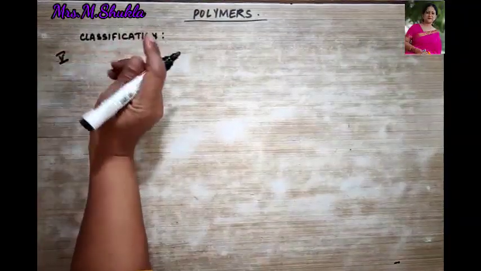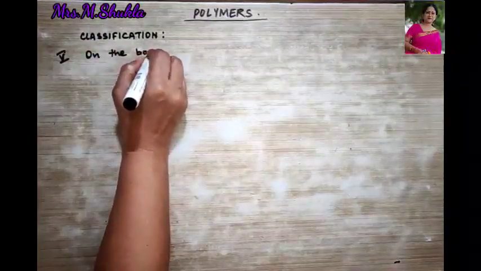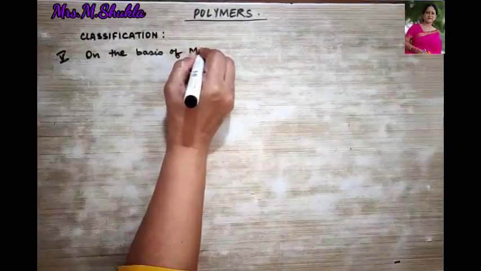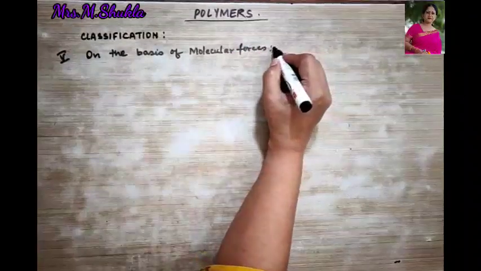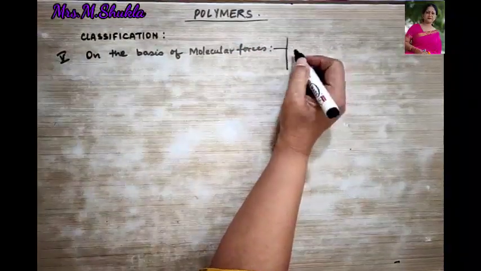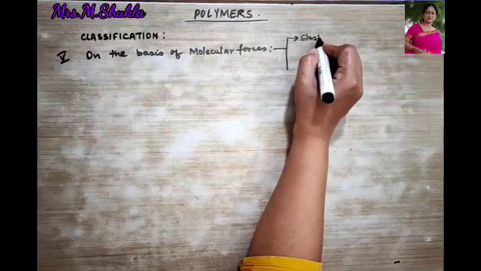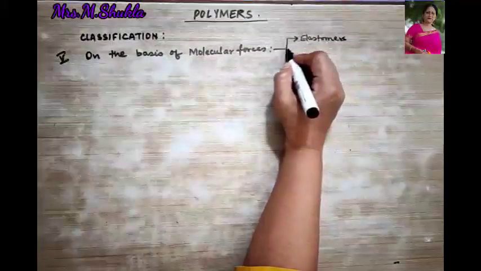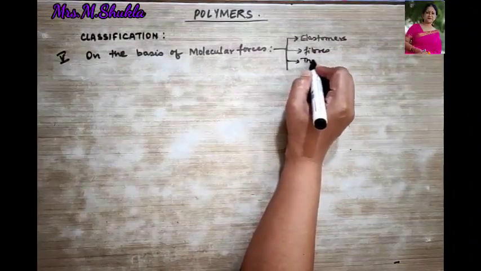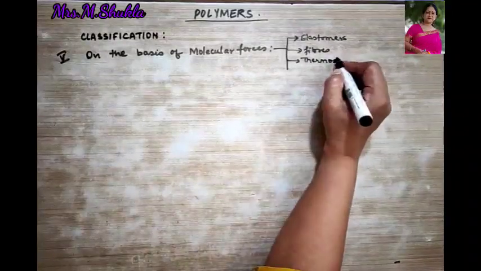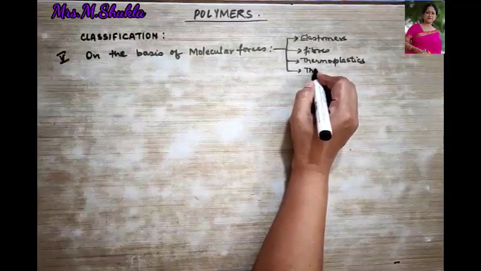So the fifth type of classification could be on the basis of molecular forces, right? Then here, how are they classified? They are classified into 4 types. What were they? Elastomers, then fibers, then thermoplastics, and thermosetting.